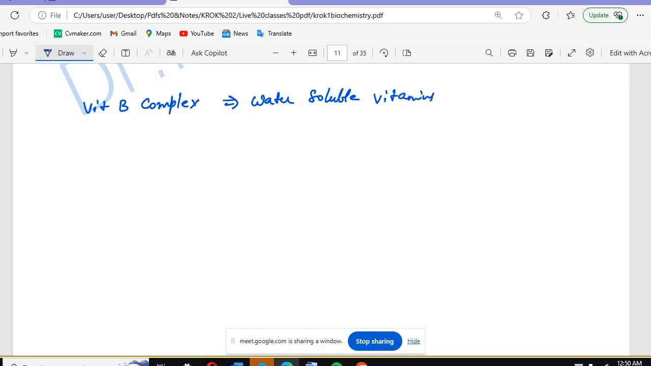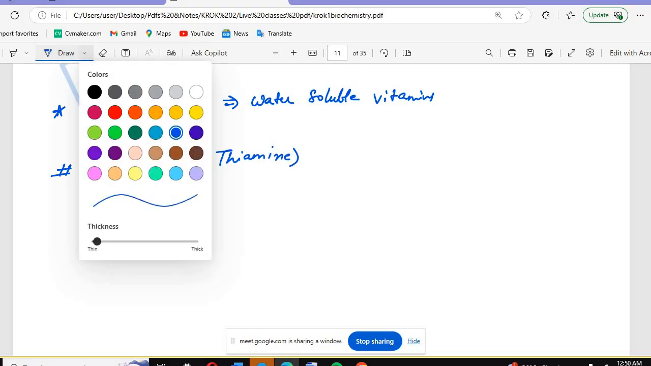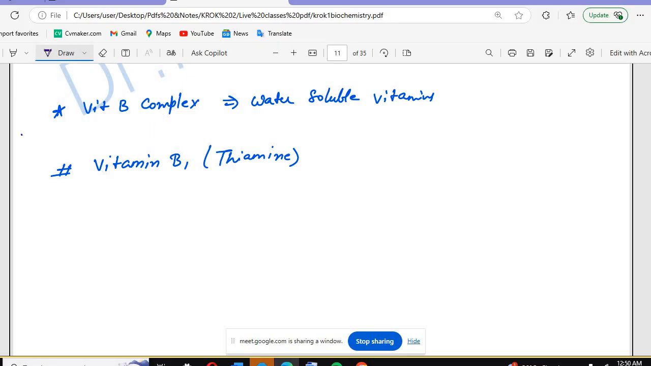And we have discussed the names already. We have vitamin B1, that is thiamine. So let's discuss vitamin B1, known as thiamine. The full name is TPP, thiamine pyrophosphate. Remember, this vitamin is used as a coenzyme.